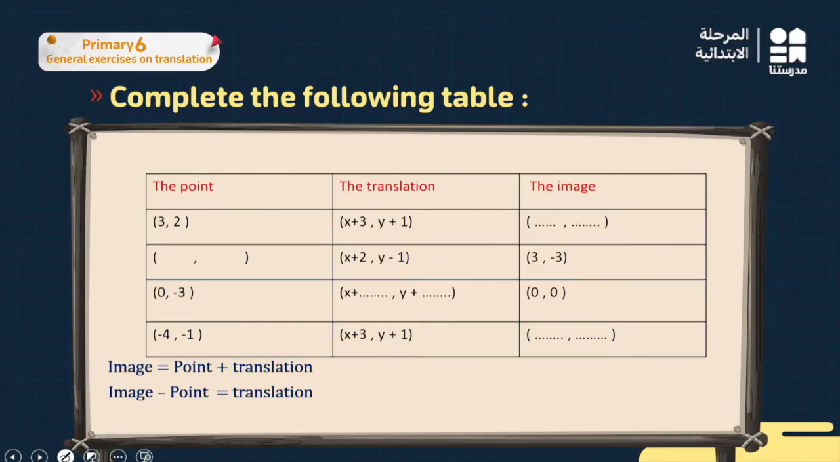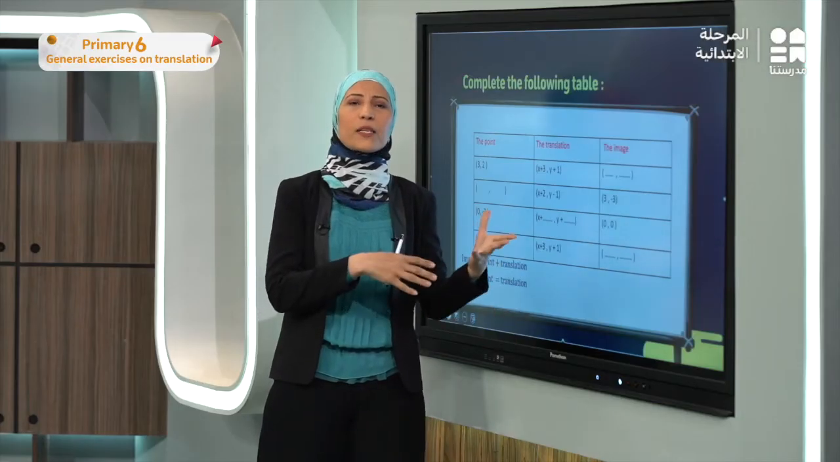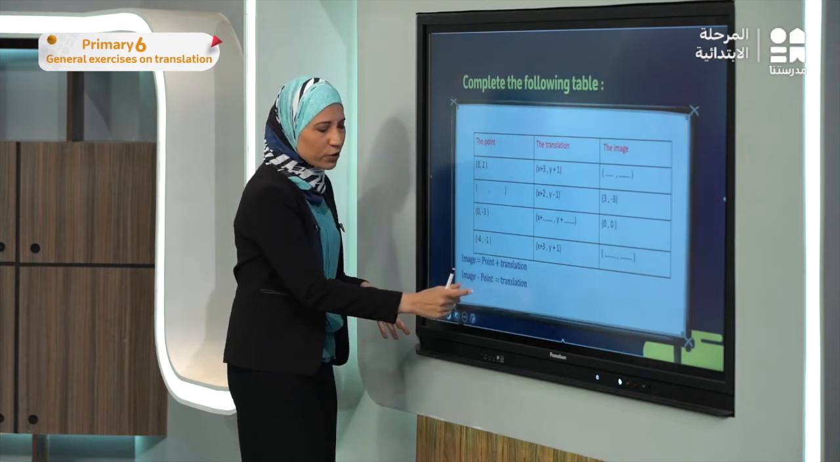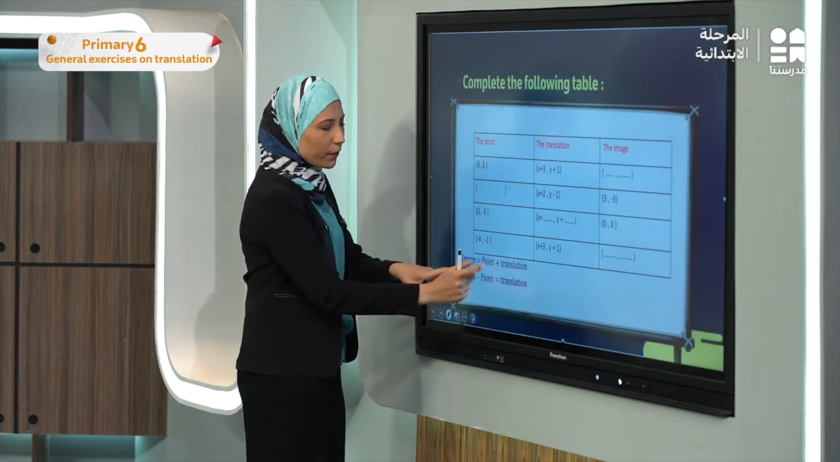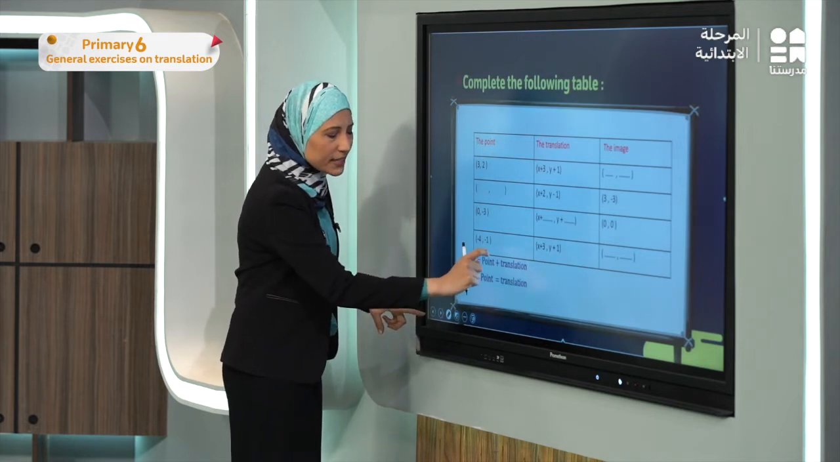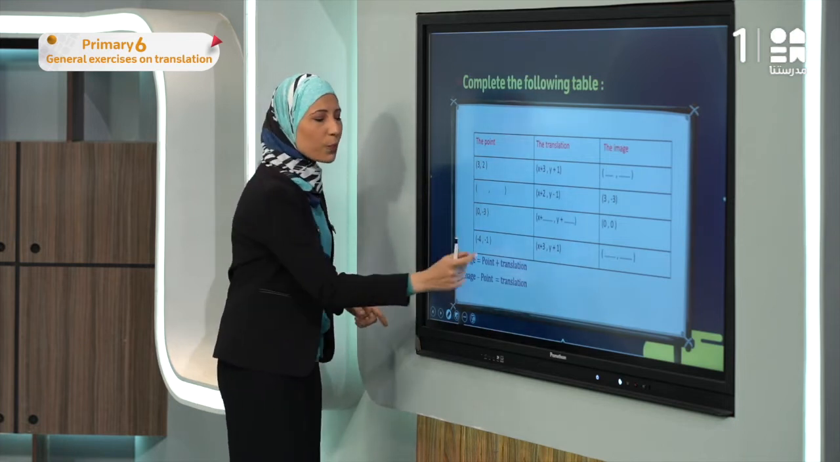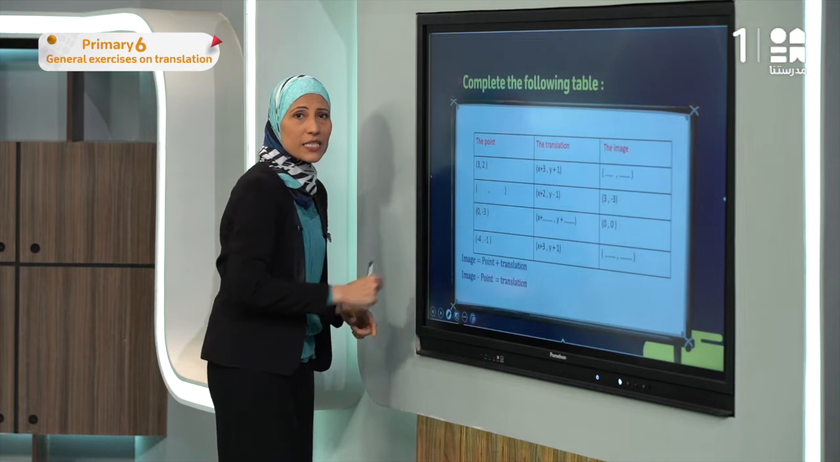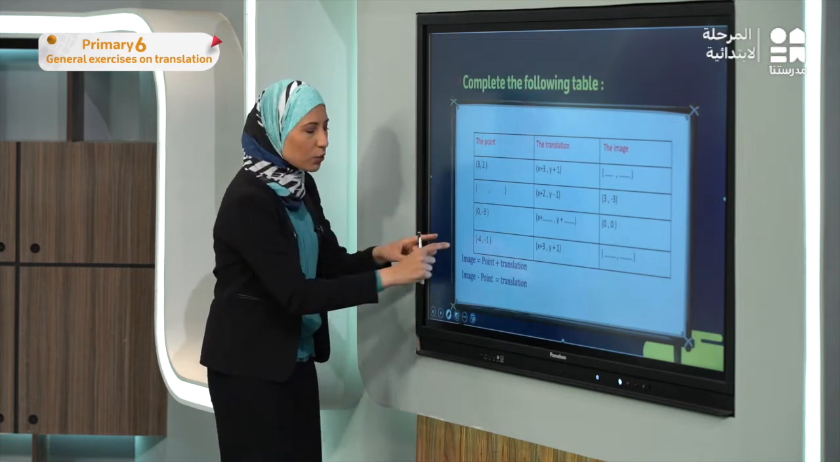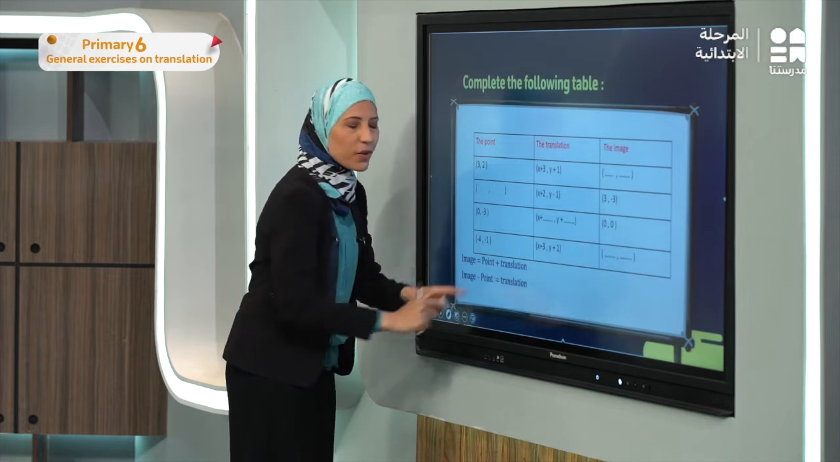I will make an image minus a point to give me the translation, and take care of that part. It's like an equation. Can you remember the equation we took before in fifth primary, and we answered and explained it before? So he wants me to find the translation. So I will move the point from this side to the other side with the opposite sign. The point is a plus, so I will move to the other side with a minus. So it will be image minus point to give me the translation.